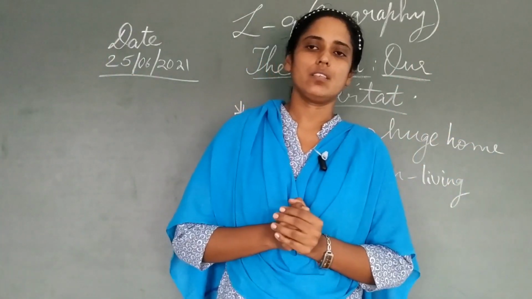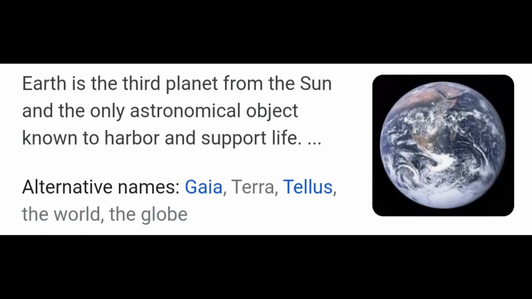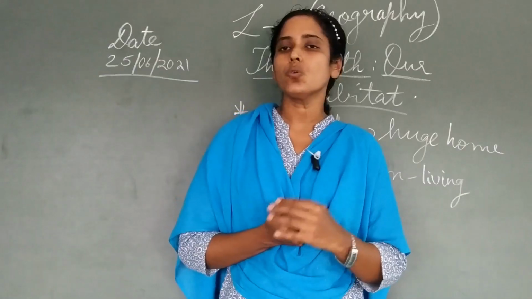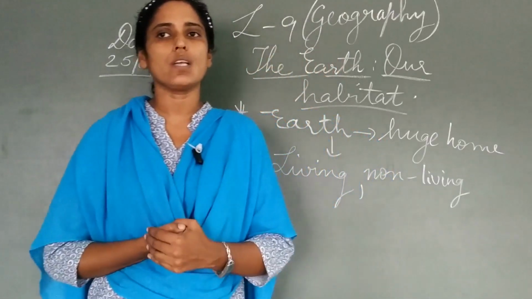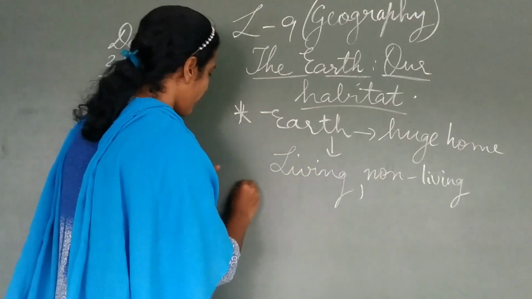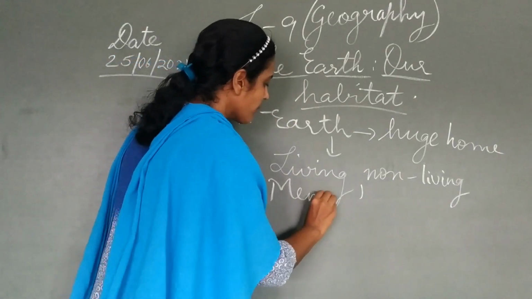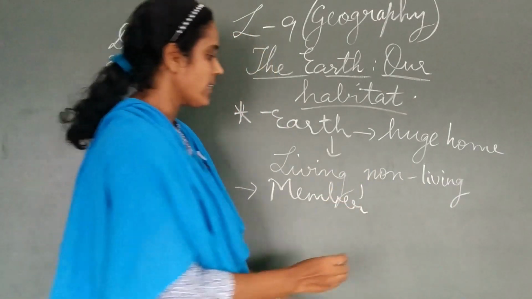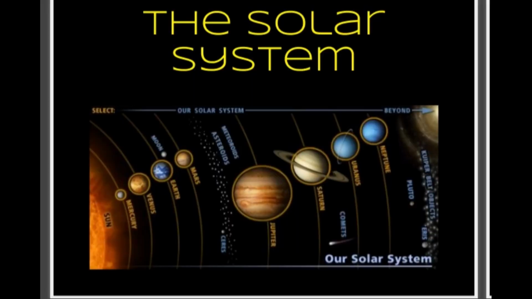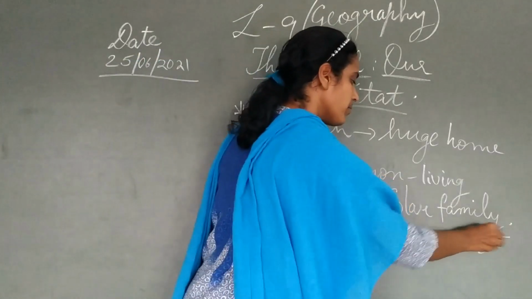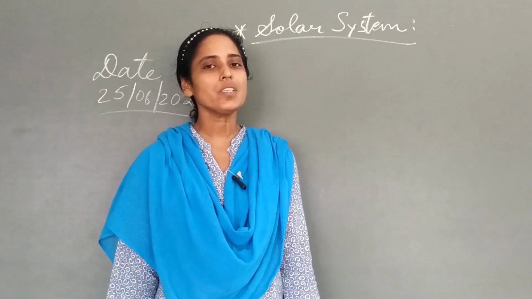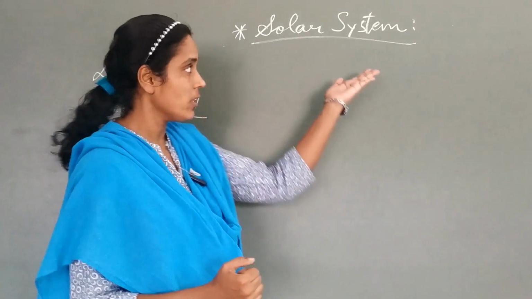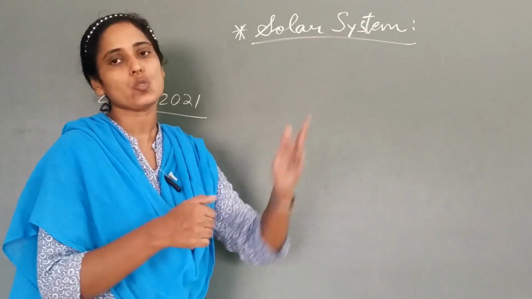Now, this Earth is the place where we are surviving, where we are living, we are existing. So, in geographical terms, it is also known as a member of the solar family. Earth is classified or categorized as a member of the solar family. Now, students, you may be imagining what is the solar family. So, let us see it. Let us see what is the solar family or the solar system. You can call any name, solar system or solar family.